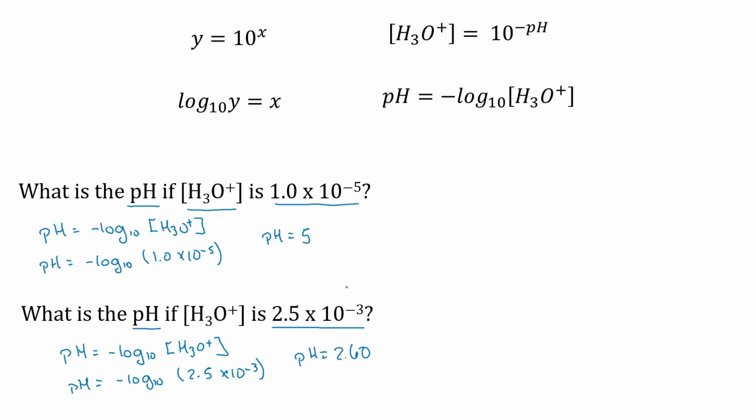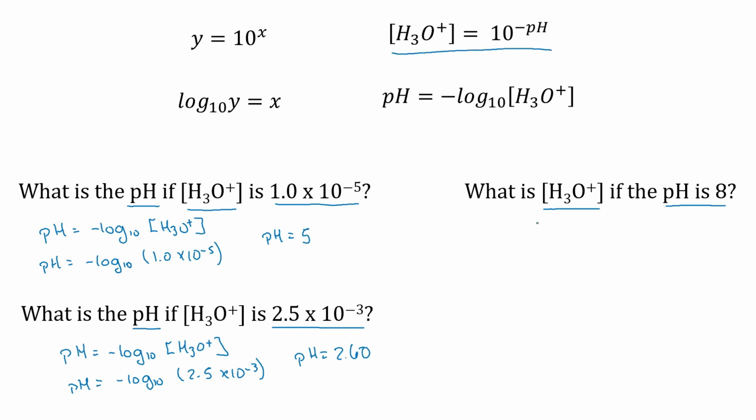Okay, so here we solved for pH, but what if we wanted to solve for concentration? So let's take a look at this example. We want to solve for concentration, and we are given the pH. So I want to use the exponential form right up here because I have pH and I want to solve for concentration. So let's just write that form down here and plug in our value for pH. So we have our concentration is equal to 10 to the negative 8th, which means our concentration is 1.0 times 10 to the negative 8.